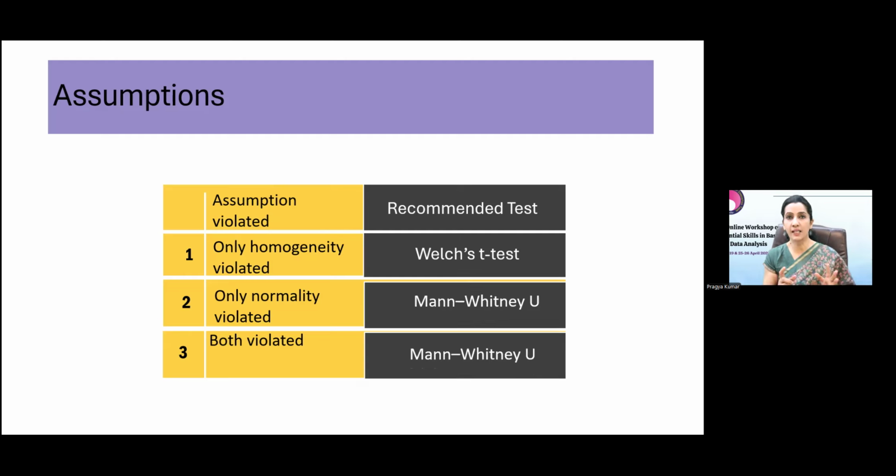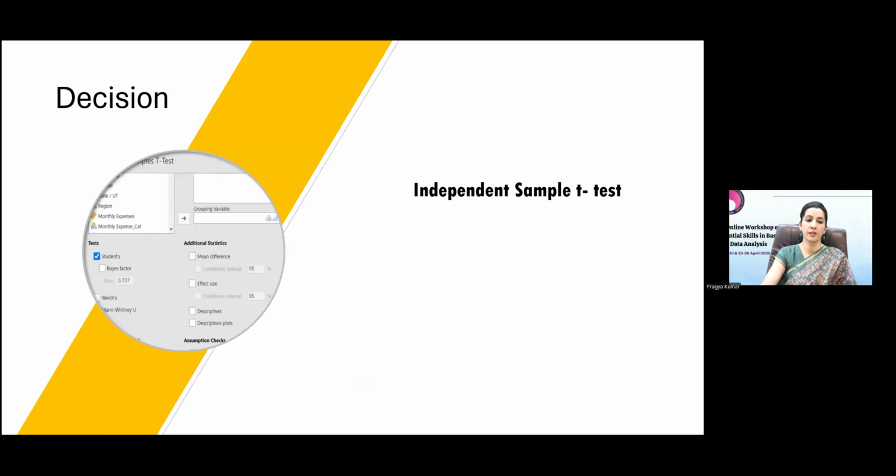So the ideal is when both assumptions are met. In that case, you will go with the independent sample t-test. But in case of violation, if only homogeneity is violated, then you will go with the Welch t-test. But when normality is violated or both are violated, then in that case you will use the Mann-Whitney U-test.